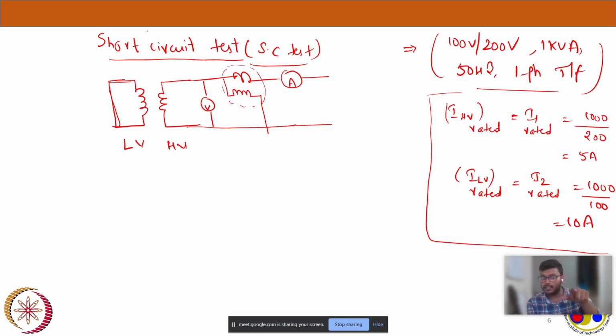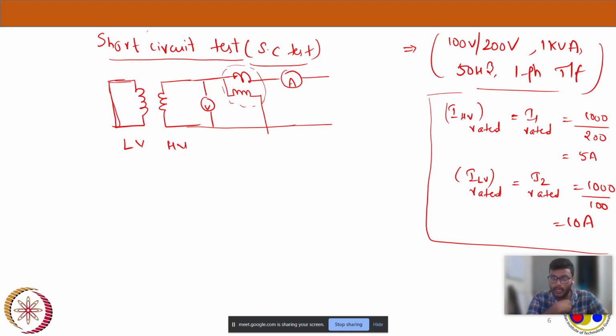But now we are shorting the LV side. It means literally there is no resistance on the LV side, it is zero resistance. Now when you give a rated high voltage here, if you give 200 volts to the HV side, you will get 100 volts on the LV side. Now what will be the low voltage current then? Zero resistance. The voltage is 100 divided by zero resistance.